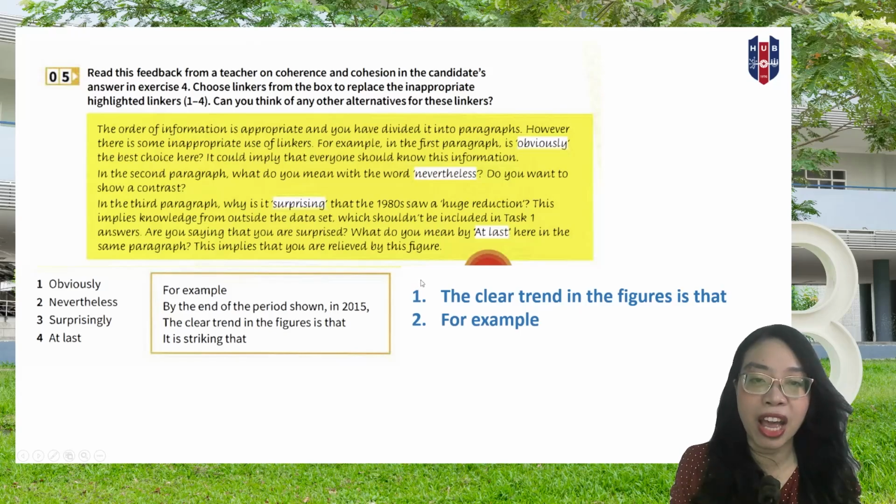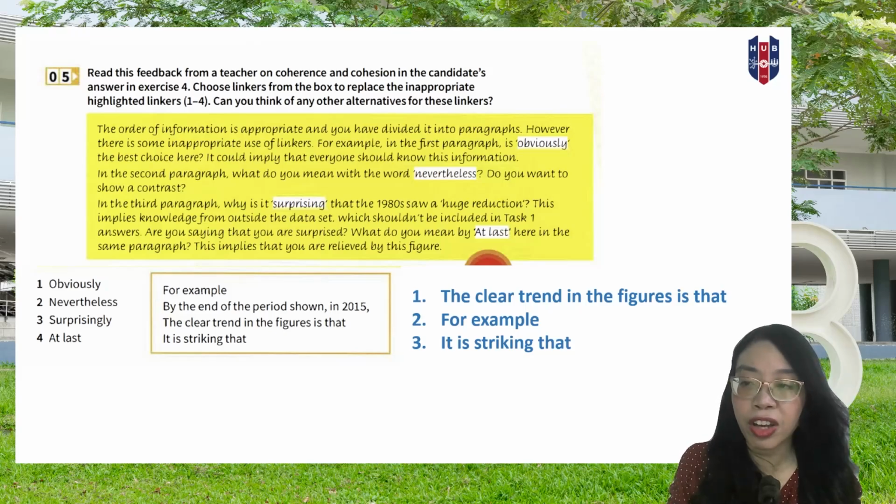So instead you should say, for example, or for instance. For number 3, the word "surprisingly" has opinion data in this. Do you remember that you shouldn't talk about your feelings, your assumptions in this task? You simply try to interpret the data objectively, right? So the better phrase should be "it is striking that," or you can say "it is noticeable that."